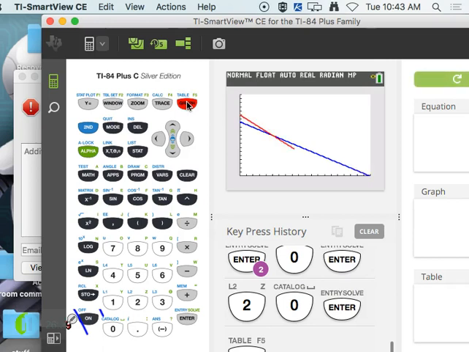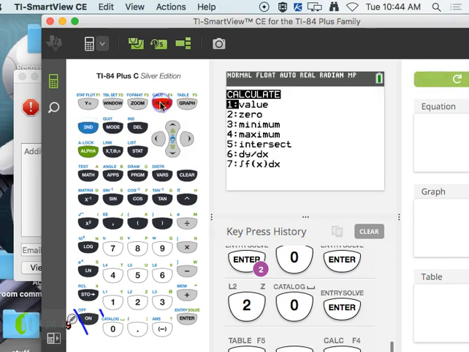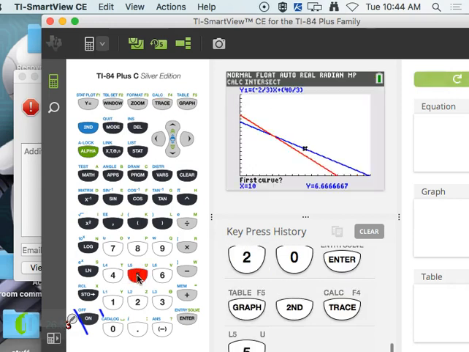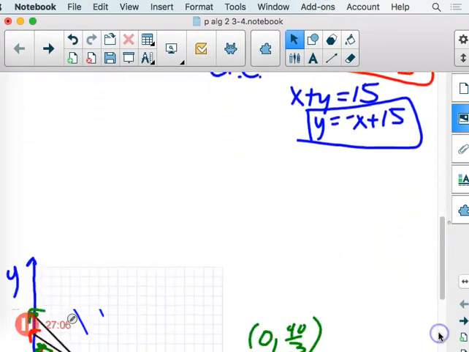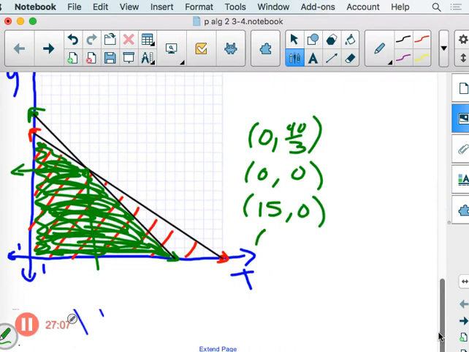And now all we're going to have to do is call up Blinky, so Blinky can tell us where those fit. Do you remember how to call it Blinky? Second trace, number 5, and enter 3 times. And Blinky says, give me something hard. That was obviously the point (5, 10). So that's our last vertex.